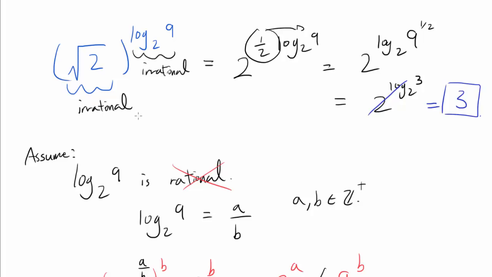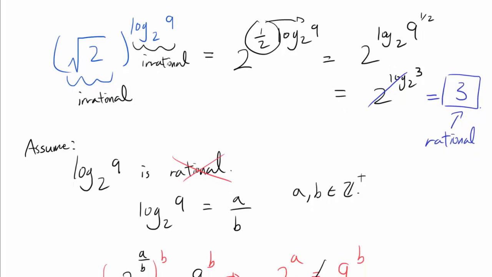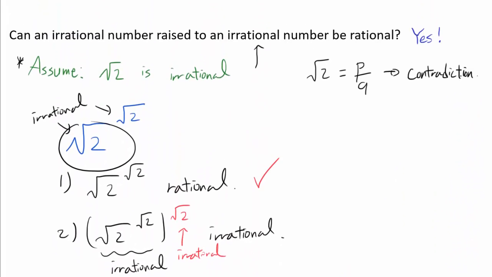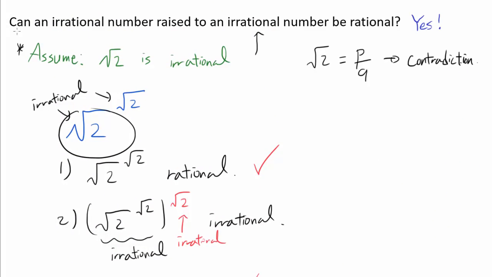So we have an irrational number raised to irrational number that's rational. So we have a concrete example of two irrational numbers that's rational. So let's go all the way back up. Let's read the question again. Can an irrational number raised to an irrational number be rational? Once again, the answer is yes.